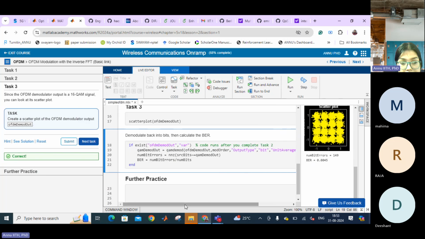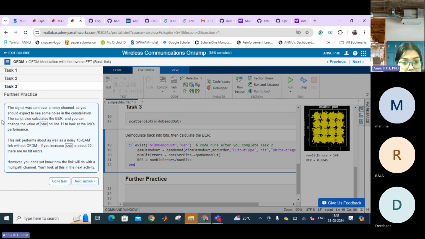So I think that is clear. The signal was sent over a noisy channel, so you should expect to see some noise in the constellation as we have seen. The script also calculates BER. You can change the value of SNR to look at link performance. This link performs as well as noisy 16 QAM without OFDM. If you increase SNR to 20, there are no bit errors. So if you have more SNR, again, you will not have errors, as we can already see.